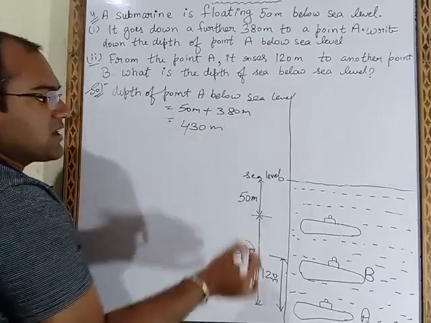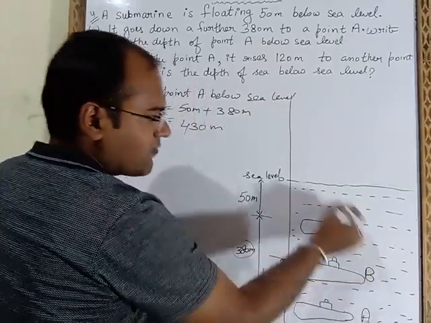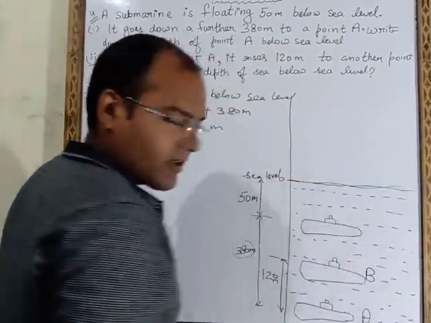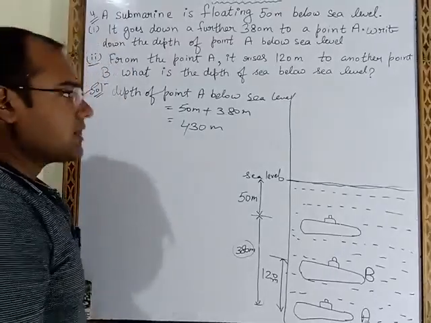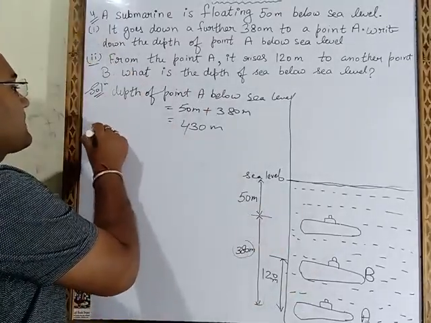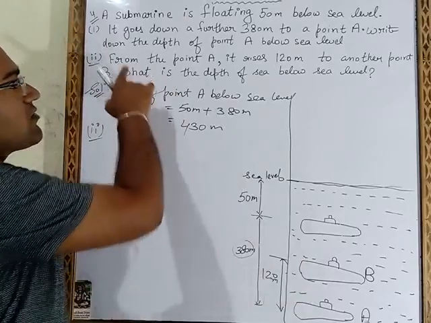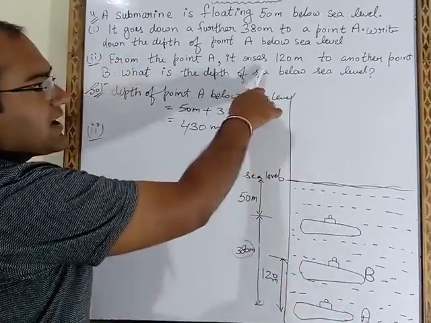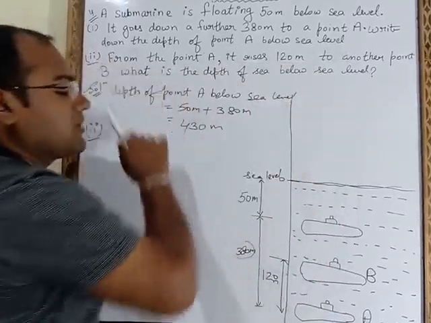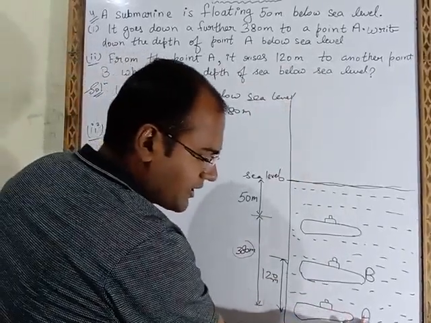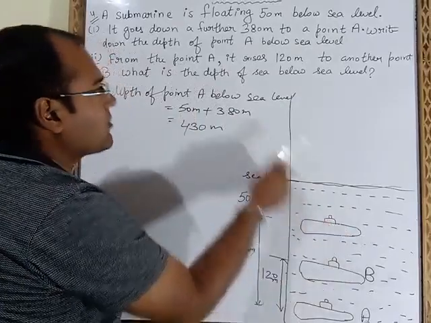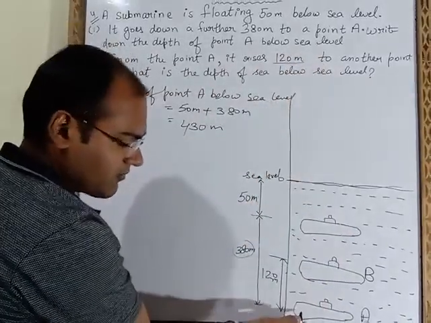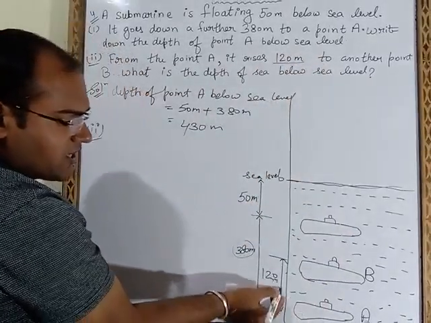430 meter is the distance of this point A from the sea level. Now the second part: from this place A, it rises 120 meter to another point B. This submarine from point A rises up. How much distance does it rise up? 120 meter. From this point A, 120 meter it rises up.